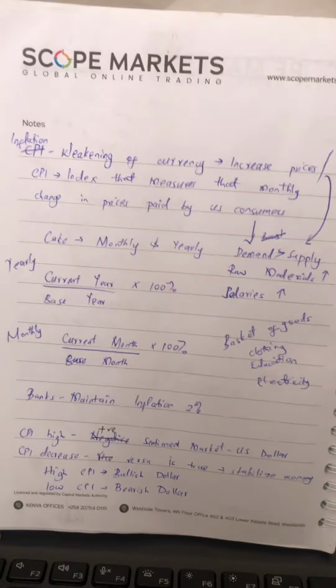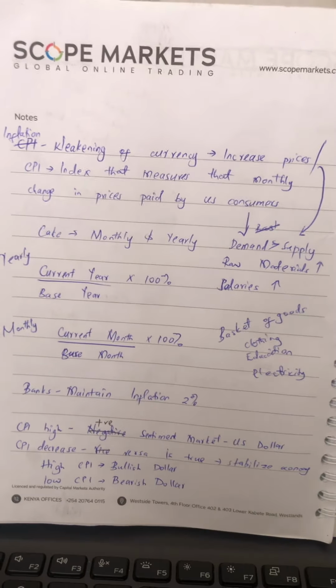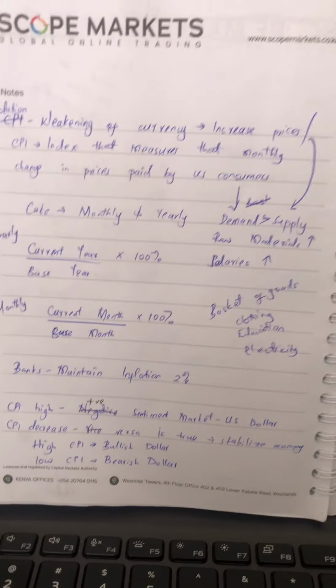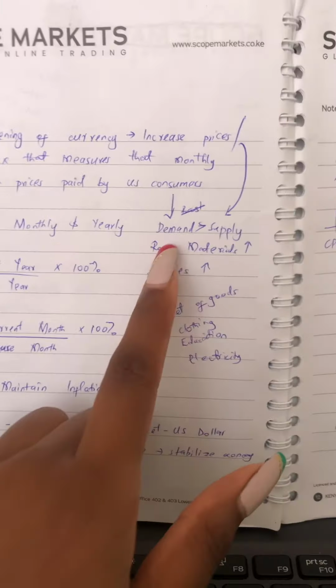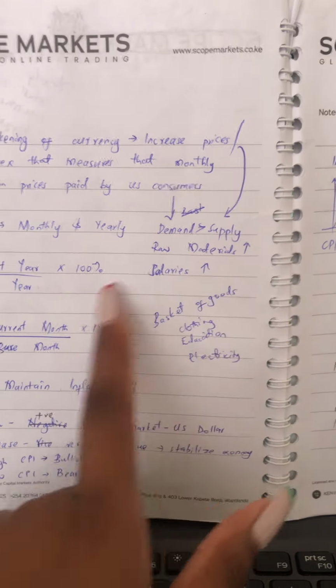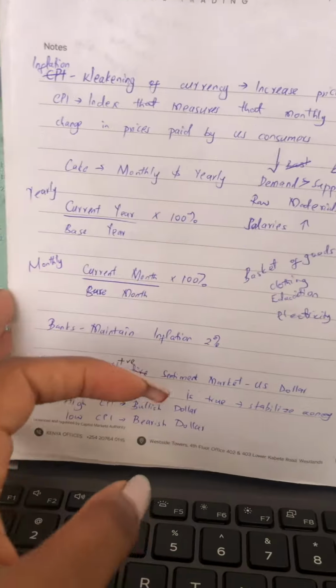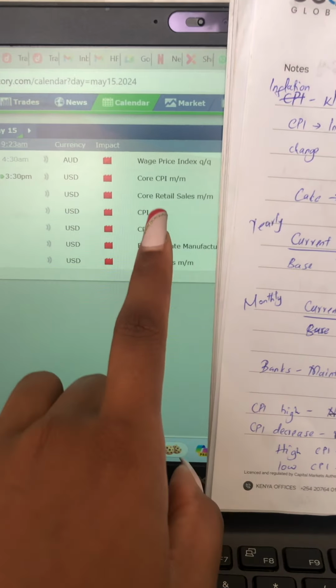So you'll actually get to know CPI is consumer, so it measures the price paid by consumers, unlike PPI, which is the price which involves the producers. So what does CPI involve? It involves demand and supply, raw materials increase, and salaries increase. So you'll actually notice here we have the CPI yearly and the CPI monthly.